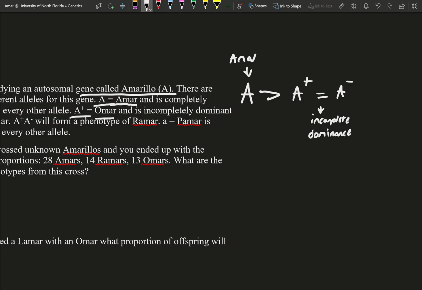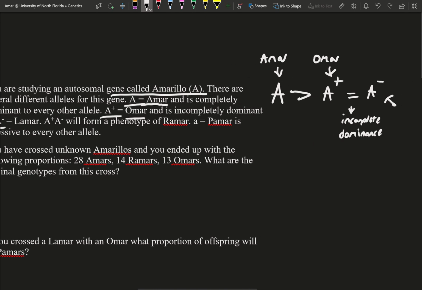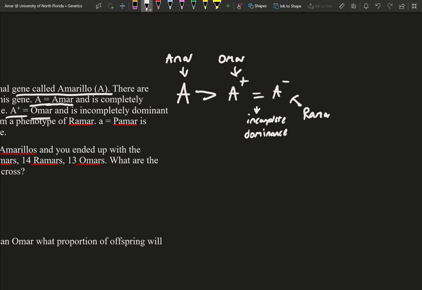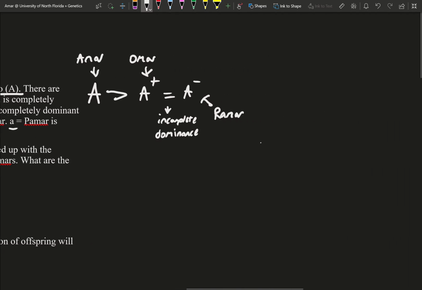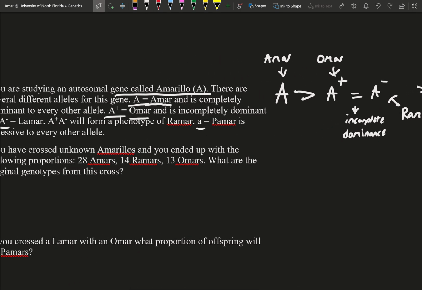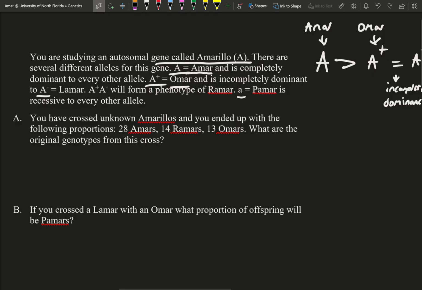So when you're big A plus, you're the Omar phenotype. And then when you're big A minus, you are the Ramar phenotype. And then it tells you that little a Palmar is recessive to every other allele. So we're going to write down that these are completely dominant to little a, which is Ramar. Boom. So now you have sort of a key that you can use to figure these questions out. And we've basically done the hard part. Now we need to look at the problems that we have.